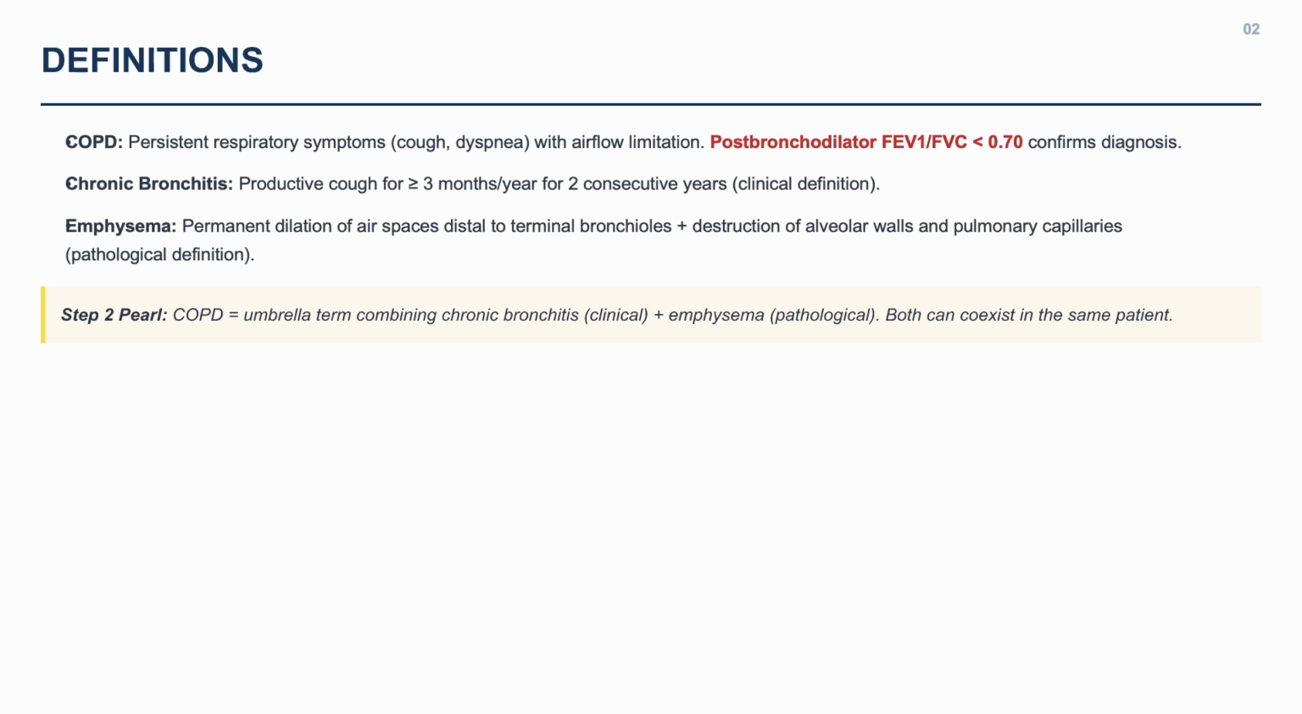COPD is defined as persistent respiratory symptoms, cough and dyspnea, with airflow limitation. The diagnostic criterion is a post-bronchodilator FEV1 to FVC ratio below 0.70. COPD is an umbrella term that combines two entities. Chronic bronchitis is a clinical diagnosis: productive cough for at least 3 months per year for 2 consecutive years. Emphysema is a pathological diagnosis: permanent dilation of air spaces distal to the terminal bronchioles, with destruction of the alveolar walls. Both can coexist in the same patient, which is why the umbrella term COPD is useful.